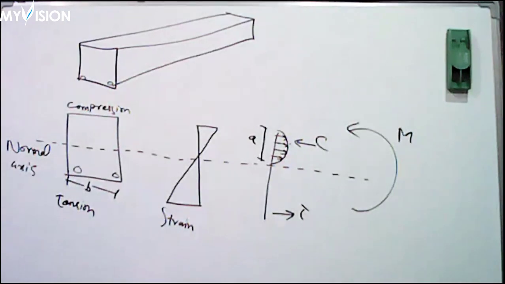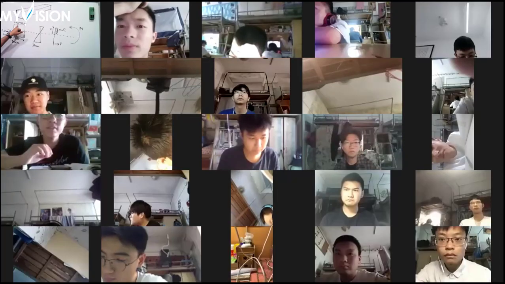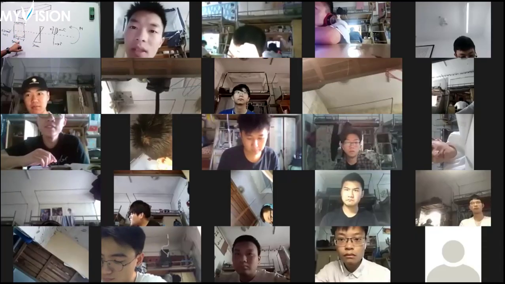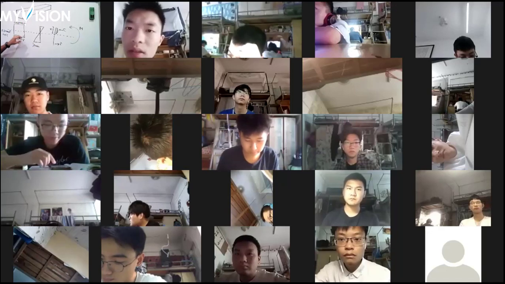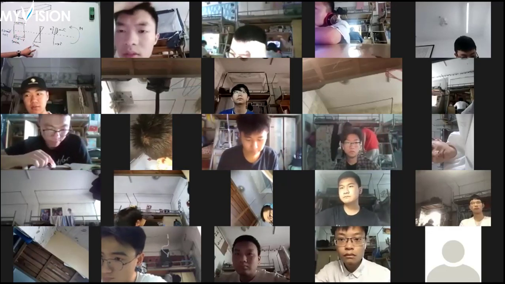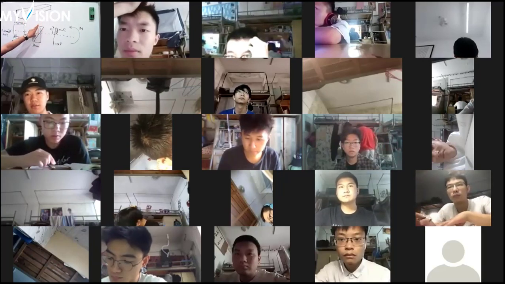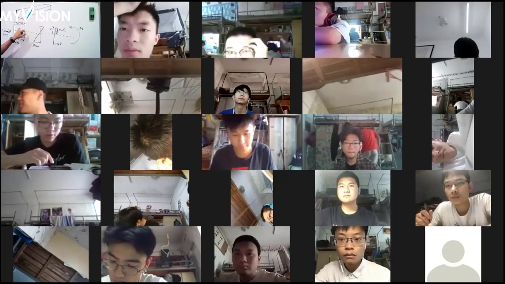Clear? So our complete discussion will be based on this part. This is the compression part. Try to understand. This is the compression part, and this is the tension part of the beam. The width of the beam is a small b. Because of this beam, this is the strain generating.